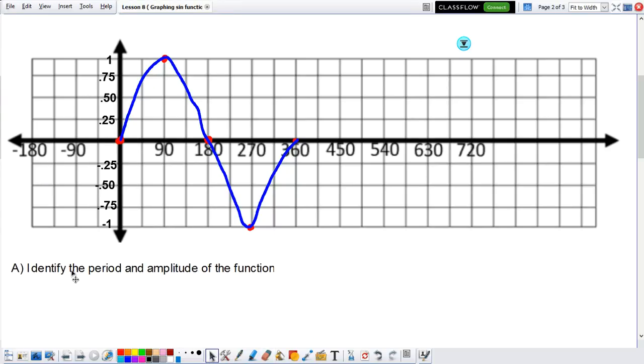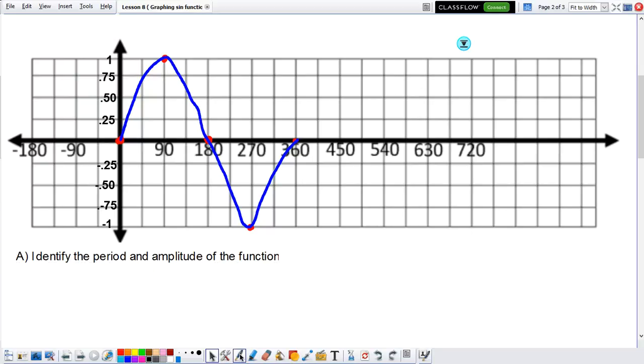And so now here let's try to identify the period and the amplitude of the function. Now again, at the beginning, we stated that the amplitude is equal to high minus low divided by 2. So now let's see. What's the highest point that my graph reaches? Well, notice that this is the highest point that my graph reaches, which is 1.